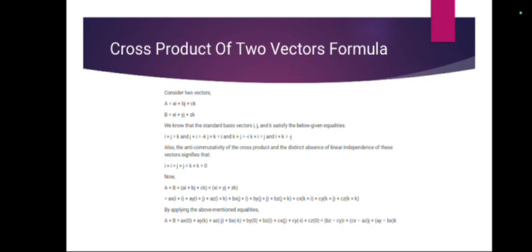Now, A cross B equal to AI plus BJ plus CK cross XI plus YJ plus ZK, and it is given by AX into I cross I plus AY into I cross J plus AZ into I cross K plus BX into J cross I plus BY into J cross J plus BZ into J cross K plus CX into K cross I plus CY into K cross J and CZ into K cross K. By applying the above mentioned equalities, A cross B is equal to AX into 0 plus AY into K plus AZ into minus J plus BX into minus K plus BY into 0 plus BZ into I plus CX into J plus CY into minus I plus CZ into 0, which is equal to BZ minus CY into I plus CX minus AZ into J plus AY minus BX into K.